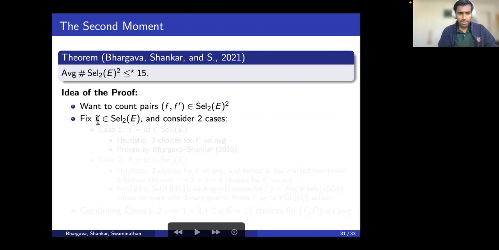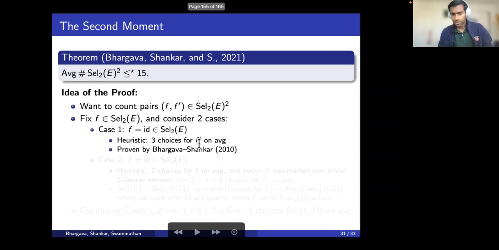So let's fix a two Selmer element f of an elliptic curve E, and let's consider the following two cases. The first case is that f is the identity element. Now, every elliptic curve has an identity two Selmer element. So f being the identity element doesn't really impose any conditions on our elliptic curve. And the Poonen-Rains heuristic suggests that there should be three choices for f prime on average. And remember, that was proven by Bhargava and Shankar, that you should have three two Selmer elements on average. So in the case where f is the identity, the number of choices for f prime on average is 3.